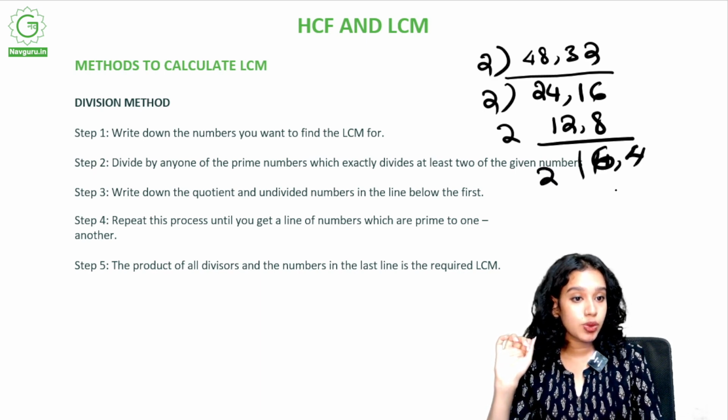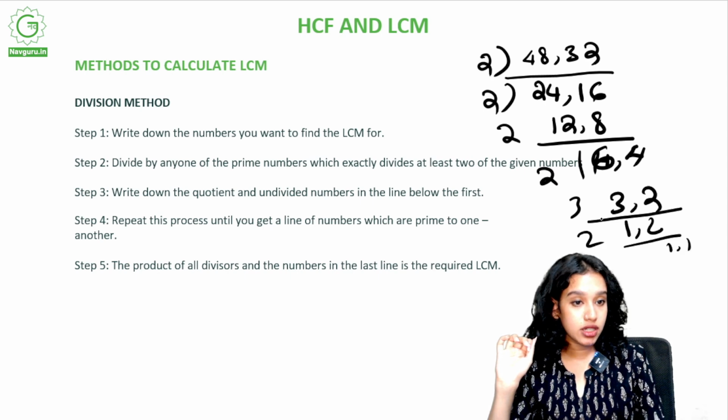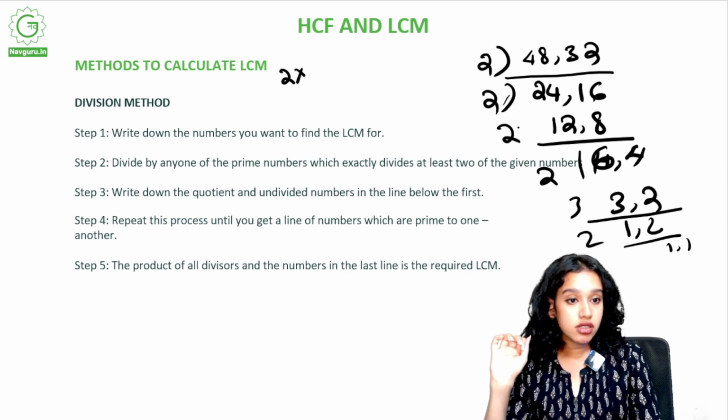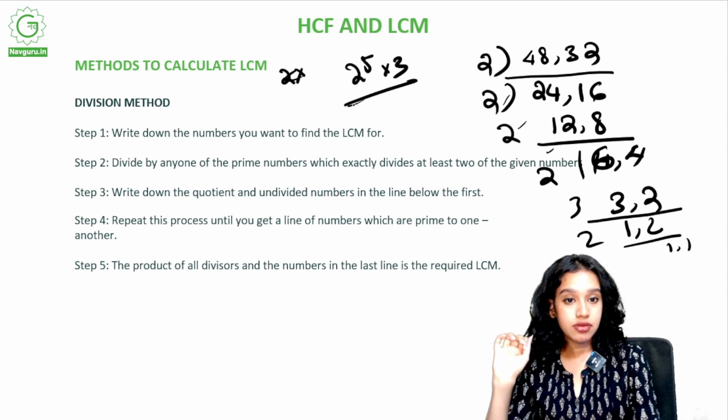So again by 2 we'll get 3 and 2. Again by 3 it will get 1 and 2. By 2 we'll get 1 and 1. So the LCM of these numbers would be 2 raised to 5 into 3.